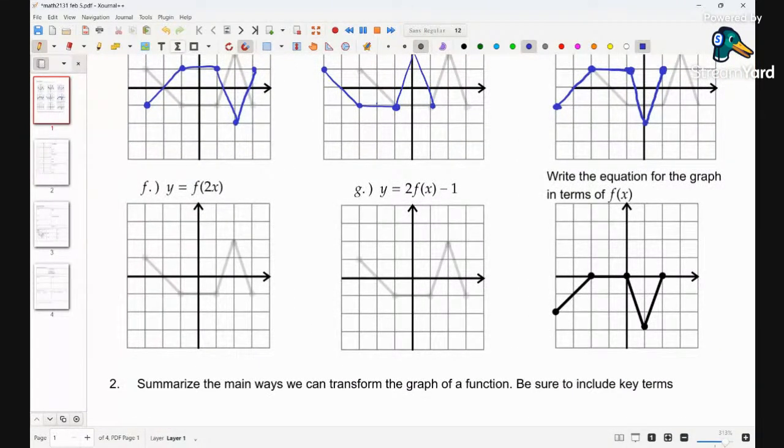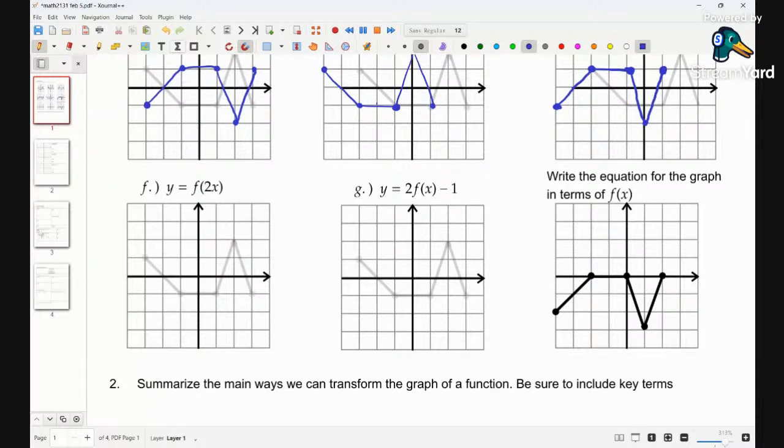We've covered 4 of the 6 transformations in the past 10 minutes already. So before I move on, it's good to keep saying them over and over again. Inside, add means left. Inside subtract means right. Inside negative, reflect over y. Outside negative, reflect over x. Outside add, move up. Outside subtract, move down.